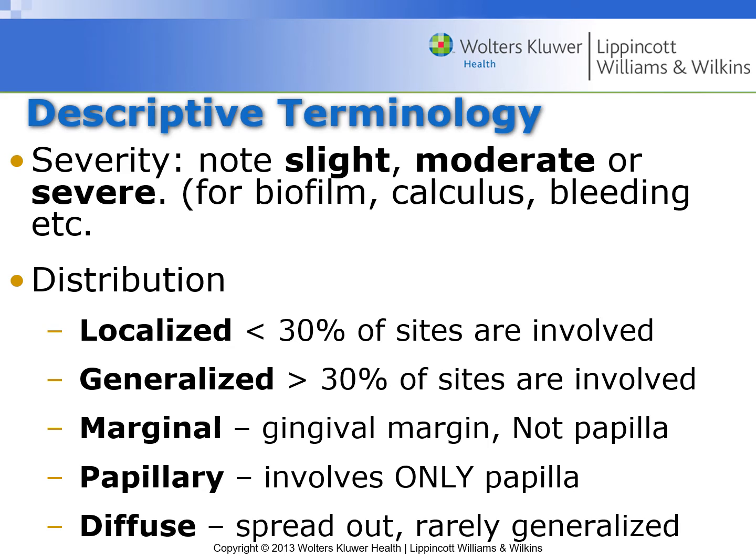Diffuse means spread out. It's rarely ever generalized. If you get hives, they're spread out. They can be small or they can be large, but they're just here and there. It's not a complete blanket where you have no clear skin through it, and that's what this is talking about. If it's diffuse, it's rarely generalized.